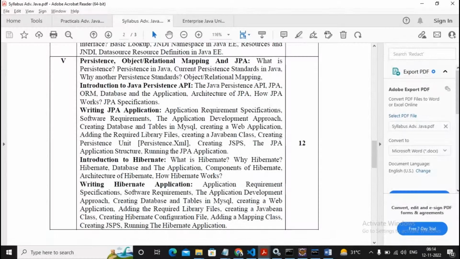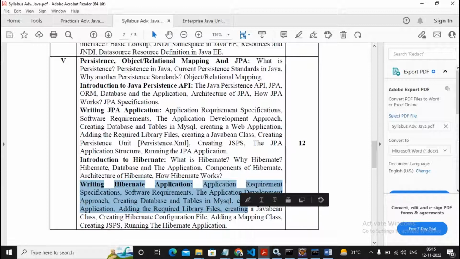Welcome. In this video, we will discuss Unit 5 important questions. Unit 5 consists of persistent object relational mapping and JPA, introduction to Java Persistent API, writing JPA application, introduction to Hibernate, writing Hibernate application.